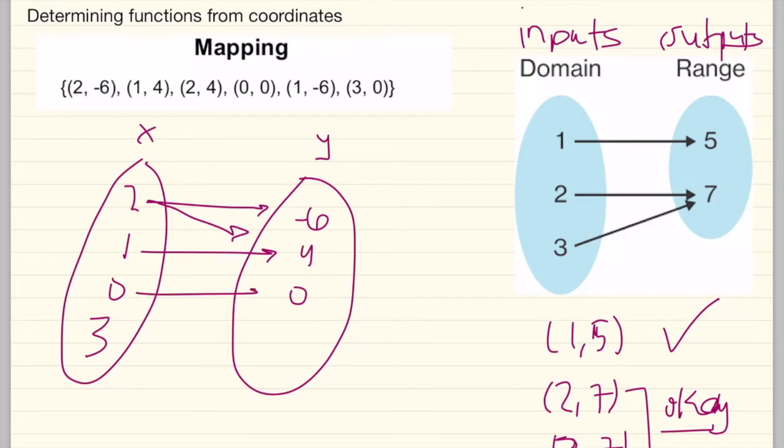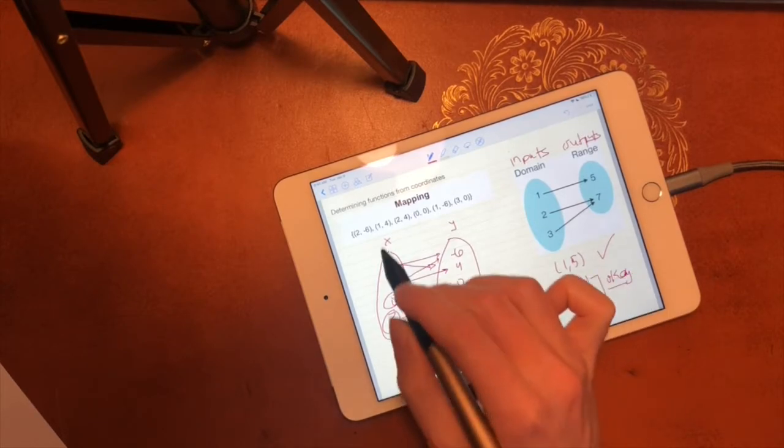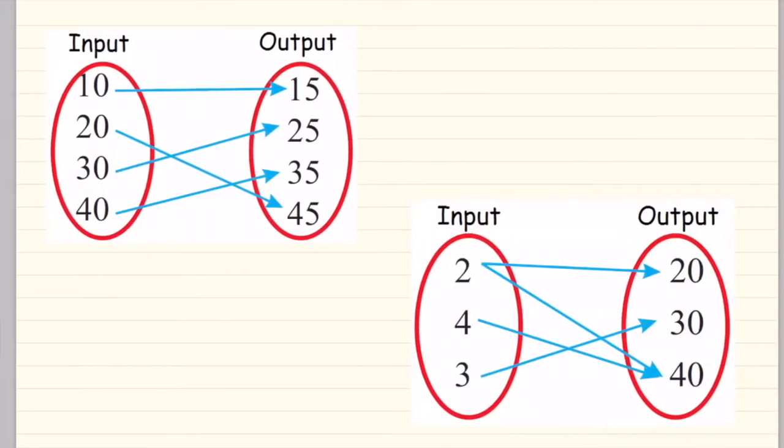Let's finish the diagram. 0 to 0, 1 to -6. Well, that's a problem because 1 already gave us +4, so that doesn't work for us. And 3 to 0. Now, it's okay that 0 maps to 0 and 3 maps to 0 because 0 and 3 are 2 different inputs. They can have the same output, but you can't have 2 different outputs for 1 input.